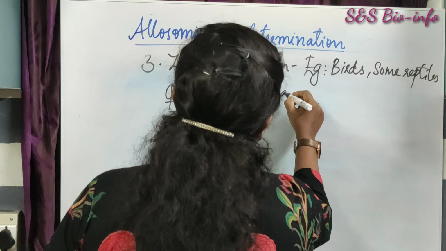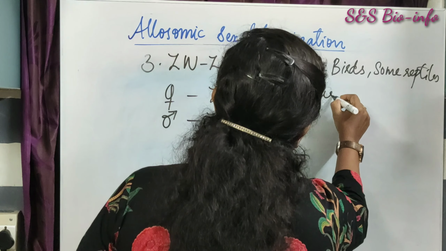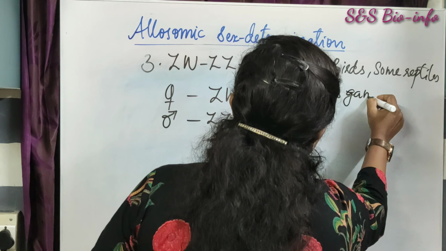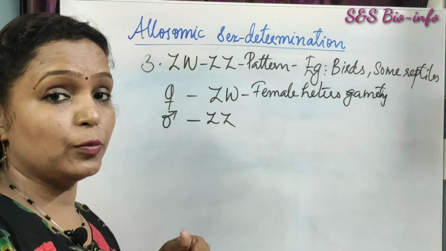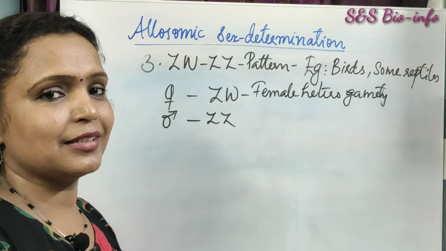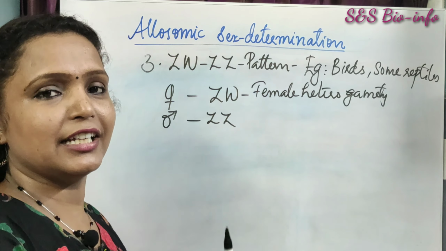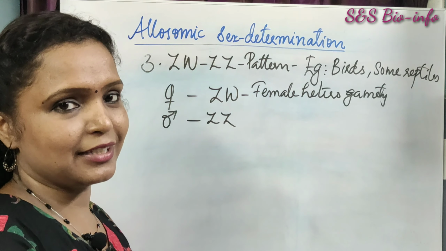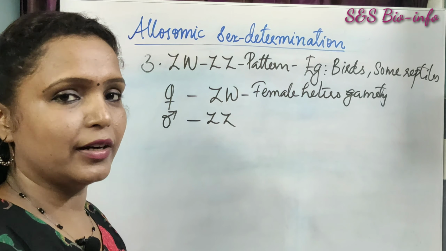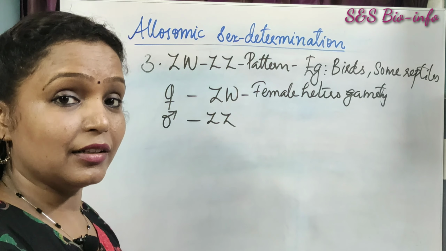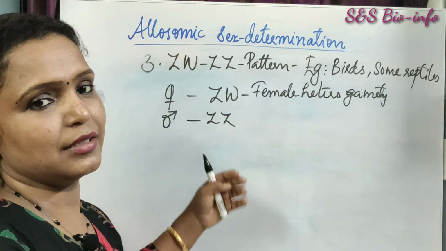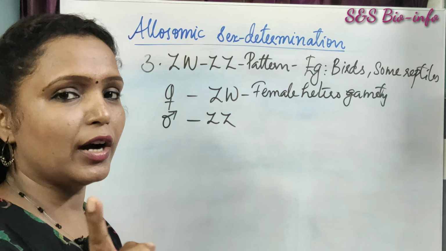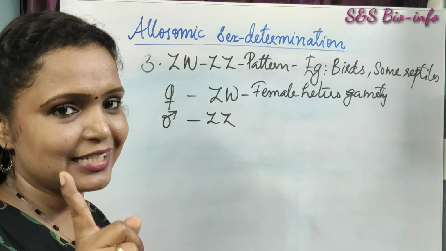As the female determines the sex of the baby, it is called female heterogamety. That means females are able to produce two types of gametes: 50% Z carrying and another 50% W carrying ova. But in the case of male, they produce a similar type of gametes, Z. They carry only one sex chromosome, that is Z.